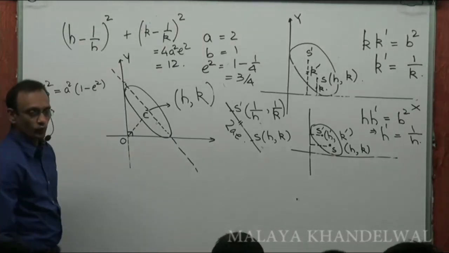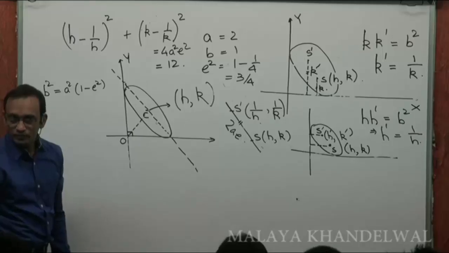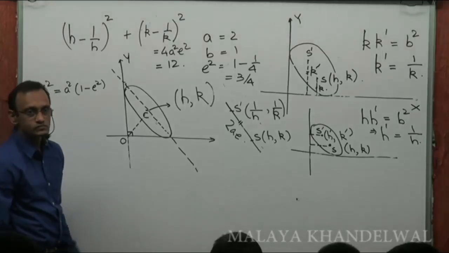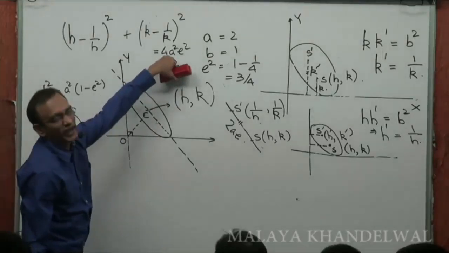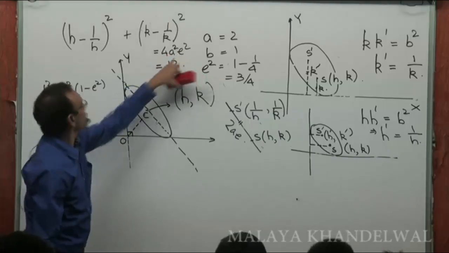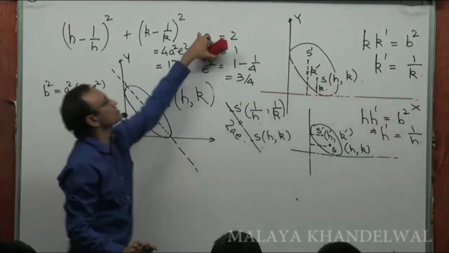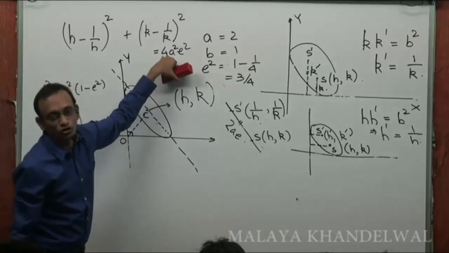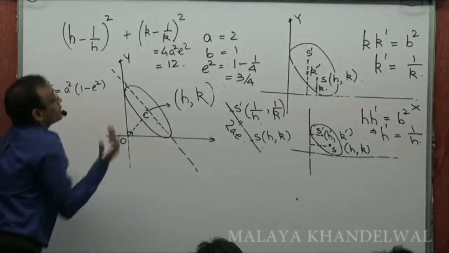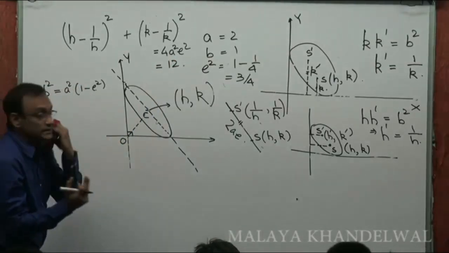Yes or no? All's good? I hope you realize that is 2ae whole squared. So 4a squared e squared, and a squared e squared is a squared minus b squared, which is 4 minus 1, 3. 3 into 4, 12. All that you need to do is generalize.